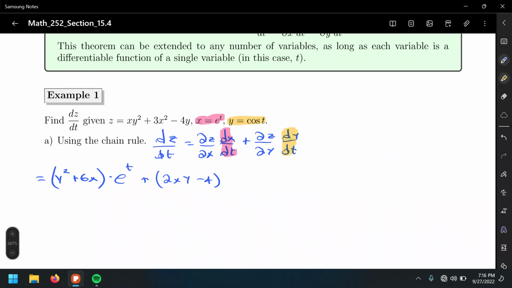And what's the derivative of cosine again? Negative sine. All right. Notice we have these variables all over the place. Ultimately, we're finding an ordinary derivative, and we're differentiating a function z that depends on t.